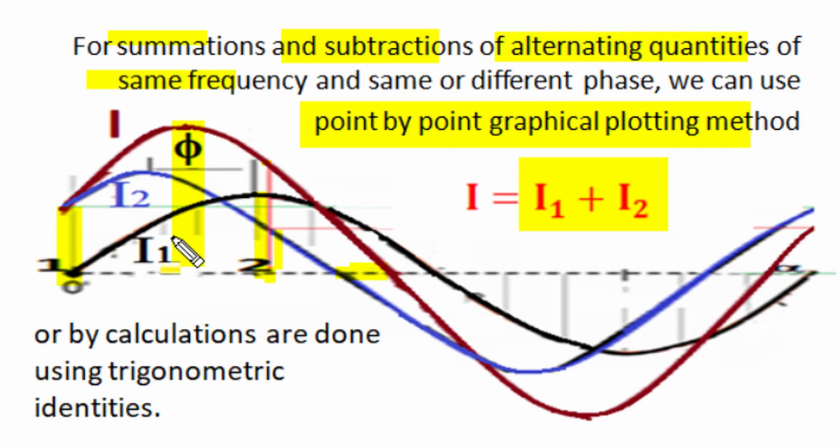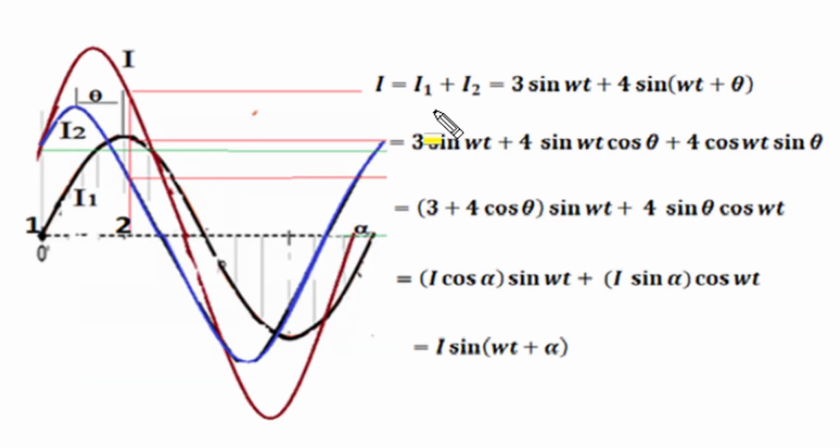The same calculation can be done using trigonometric identities. We can make summation or subtraction of two trigonometric functions, and our two currents I1 and I2 are represented by respective trigonometric functions. I1 is a standard sinusoidal signal which starts with 0 instantaneous magnitude at t equal to 0 and increases in the positive direction and has amplitude 3 ampere. So its mathematical equation is 3 sin omega t.